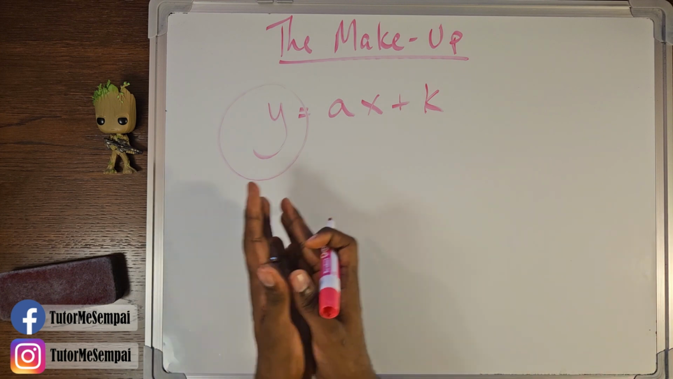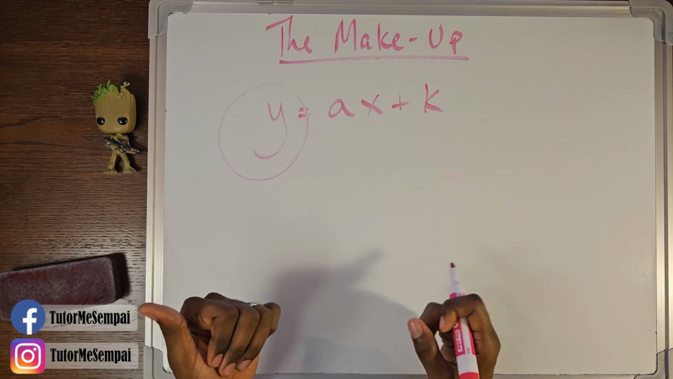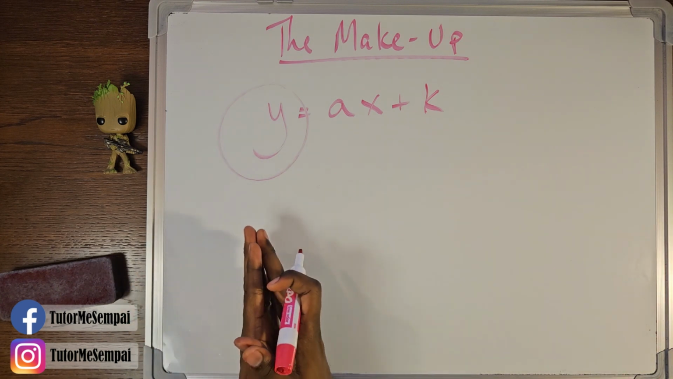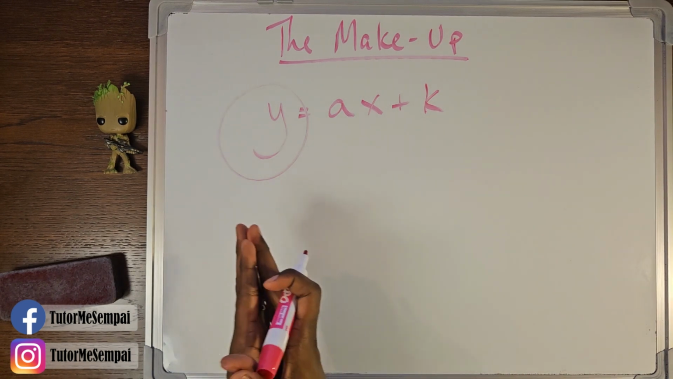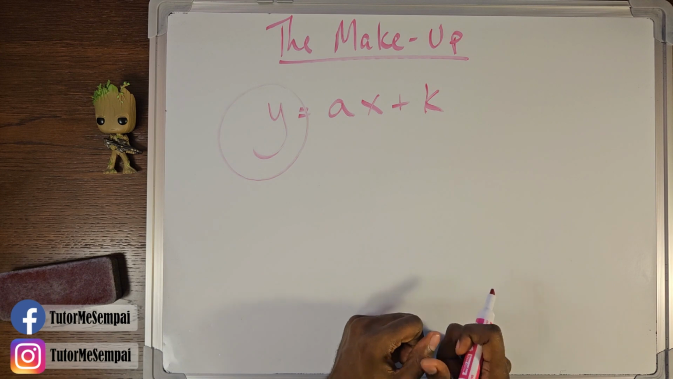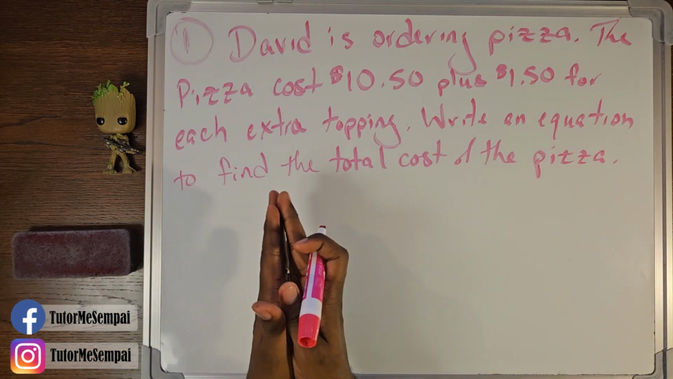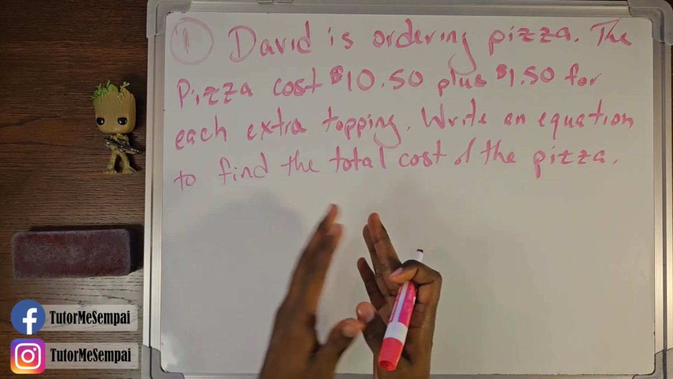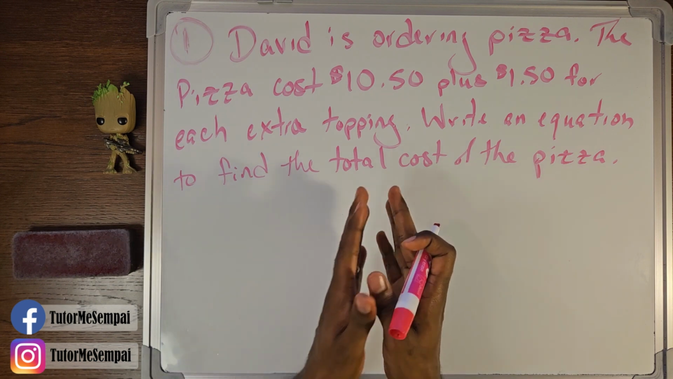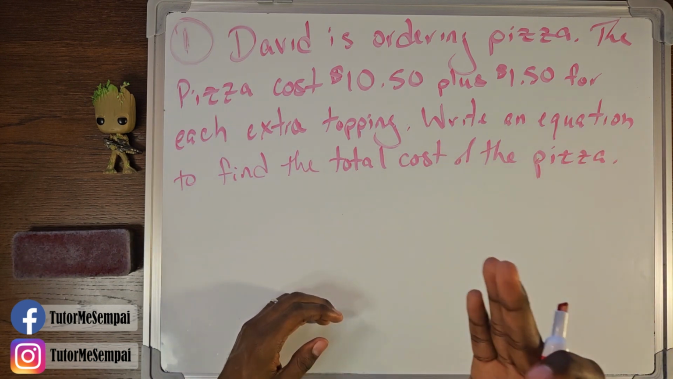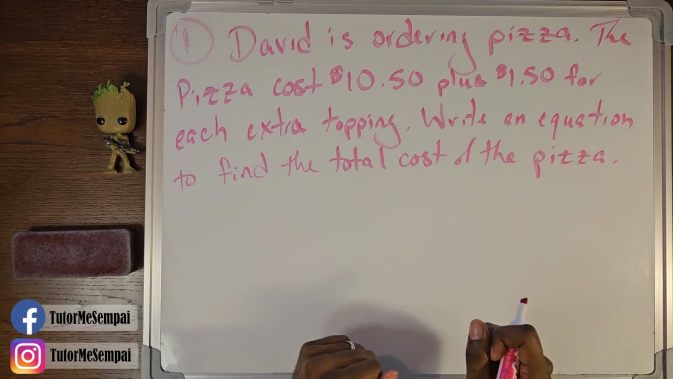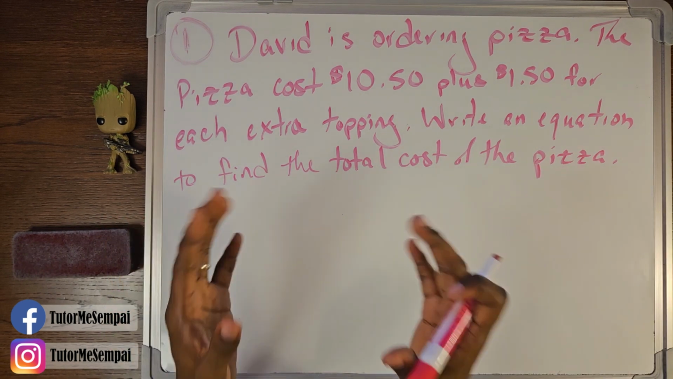So now that we've talked about the makeup of our equations with our independent and dependent variables, let's look at some examples in which we're going to try to create our own equations based on what they're telling us within those word problems. In our first example, we have David ordering a pizza, and we know that the pizza is going to cost $10.50 plus $1.50 for each extra topping. We want to write an equation to find the total cost of the pizza.